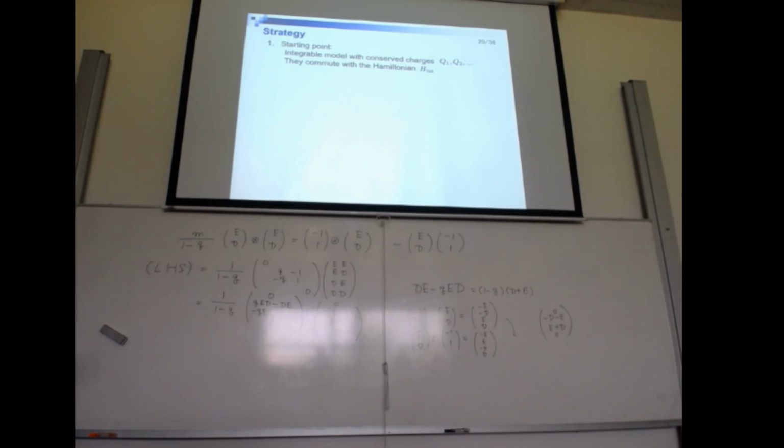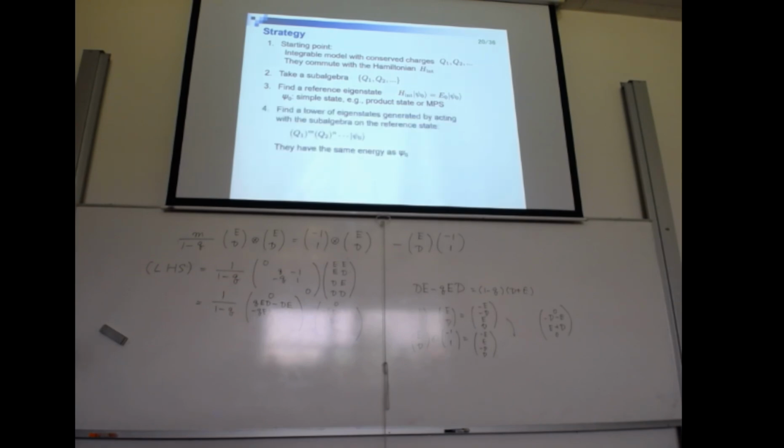My starting point is an integrable model with conserved charges Q1, Q2, Q3, and so on. By definition, they commute with the integrable Hamiltonian H_int. Then I will take a subalgebra of these conserved charges. The next thing I have to do is to find a reference eigenstate of H_int. So this psi naught should be simple enough, like a product state or an MPS.